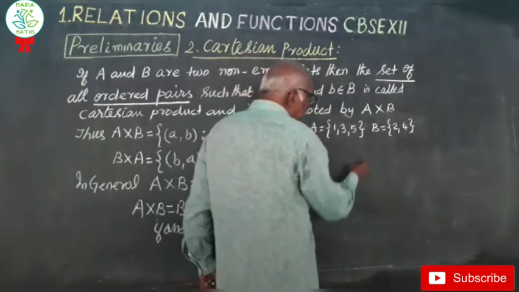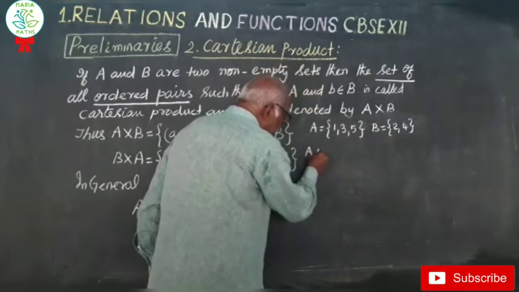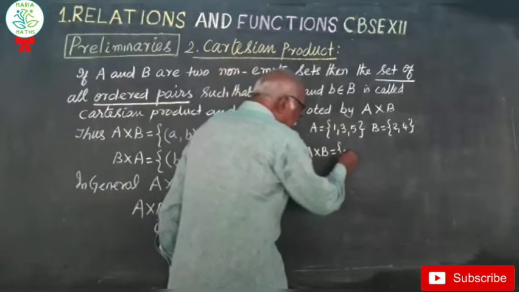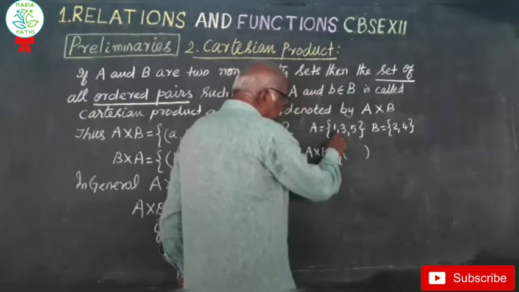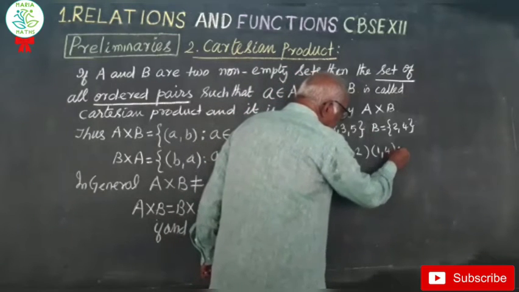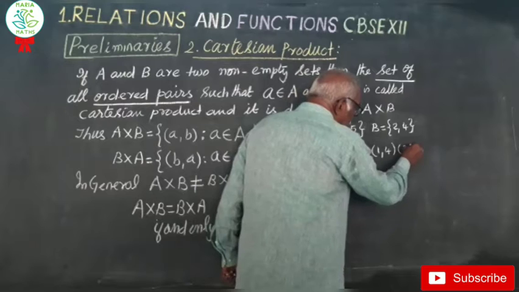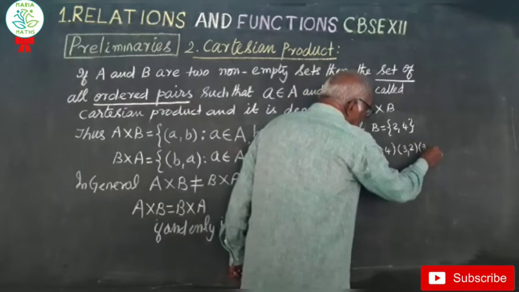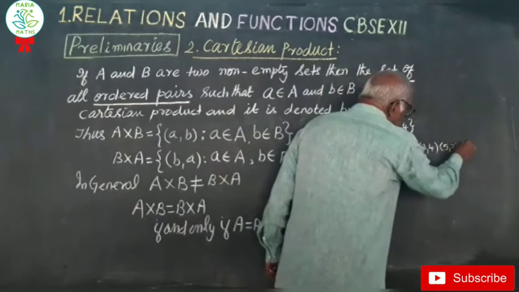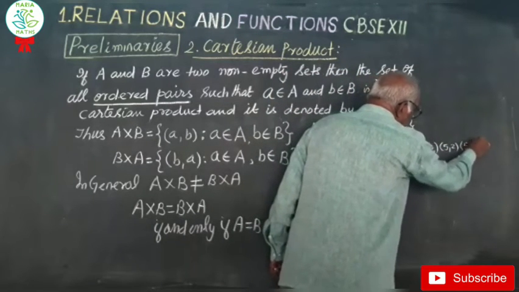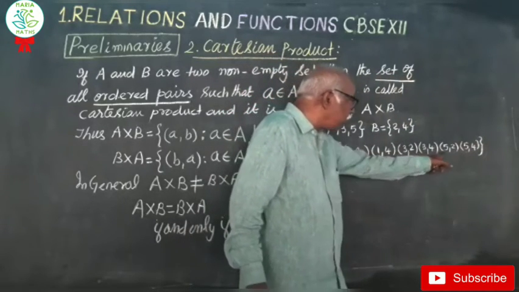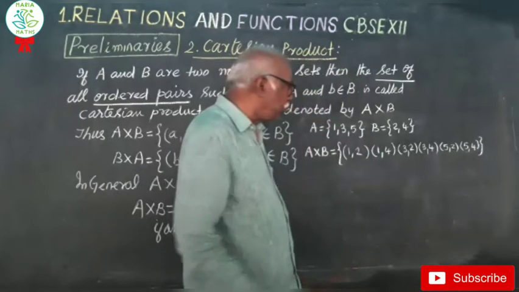Set A is {1, 3, 5}, set B is {2, 4}. A cross B is a set, so you have to open a set bracket, and all the elements are ordered pairs: (1, 2), (1, 4), (3, 2), (3, 4), (5, 2), (5, 4). These are 6 ordered pairs.